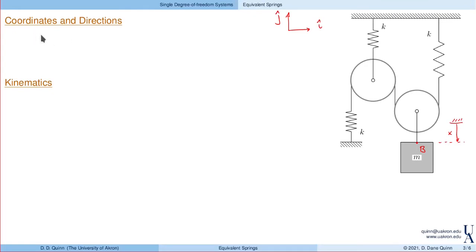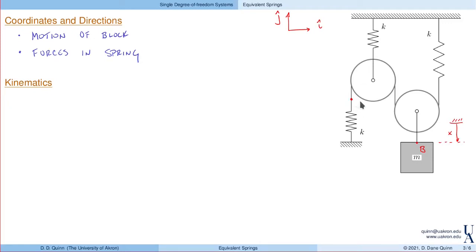So once again, we need coordinates and directions, and the coordinates will be used for the motion of the block and the forces in the springs. Each spring can undergo a different displacement. So I'm going to measure a coordinate that describes the displacement or the stretch in each spring.